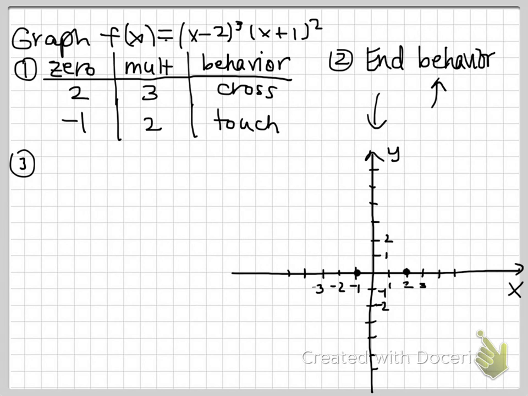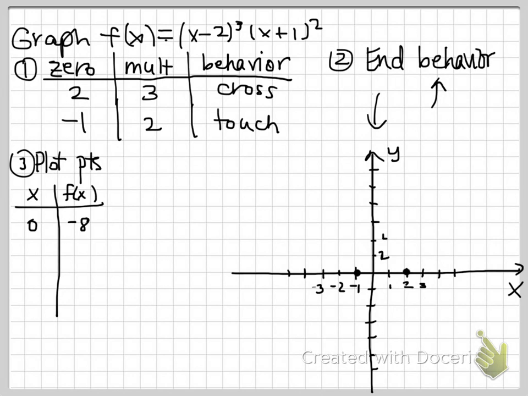All right, the third step is to plot some points in between my zeros. So you just want to pick some values for x. You should find the y-intercept. That's the first easy thing to find. So if I plug in 0, I'm going to get negative 8. So let's change our scale on the y-axis to go by 2's. Okay, so at 0 I get negative 8.